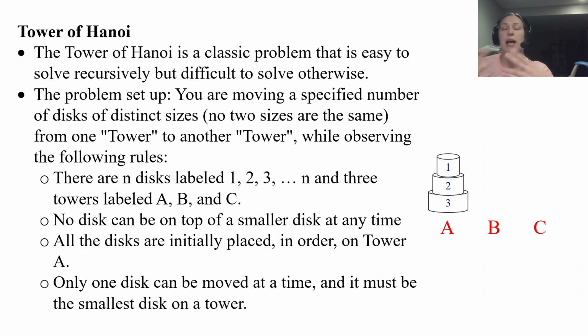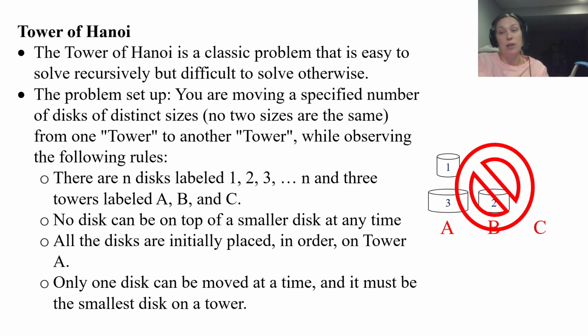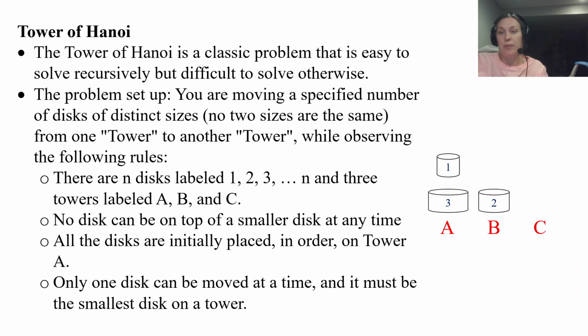Tower C is just kind of a utility tower. I can use it to help me accomplish my goal. Now when I move a disk, again, I can only move 1 at a time, and it has to be the smallest disk on the tower. So from Tower A, my only option is to move disk 1. I cannot move disk 2 here. This would not be allowed.